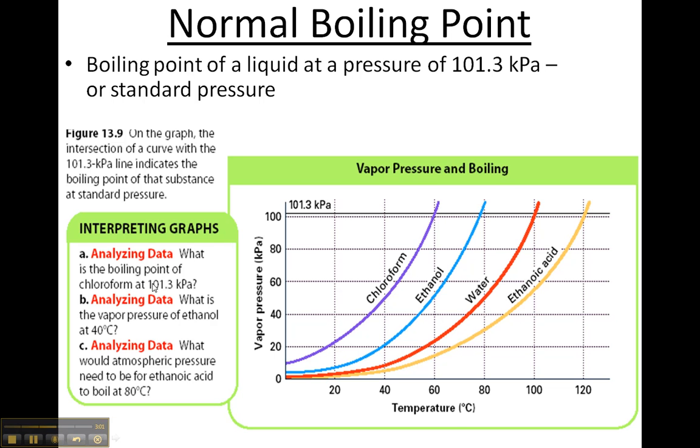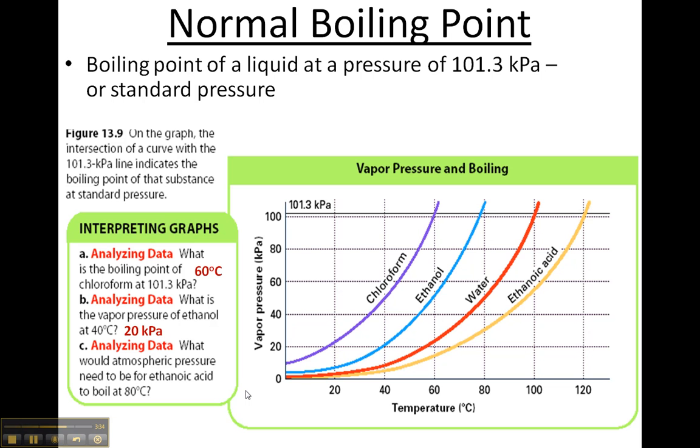So the first question is, what is the boiling point of chloroform at 101.3 kPa? This is a simple one. You follow the line for chloroform, you go up to 101.3 kPa, and you read down to the temperature, and it is 60 degrees Celsius. What is the vapor pressure of ethanol at 40 degrees Celsius? So here's 40 degrees. You go up to the ethanol line and across to the vapor pressure. And over here, it is 20 kPa.